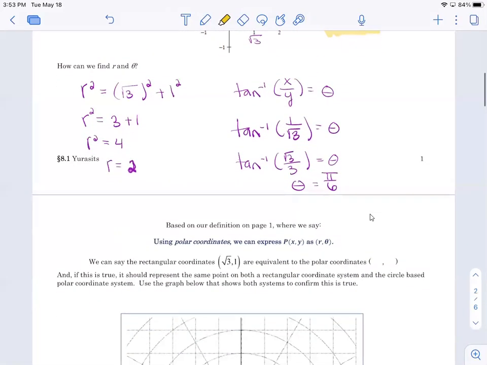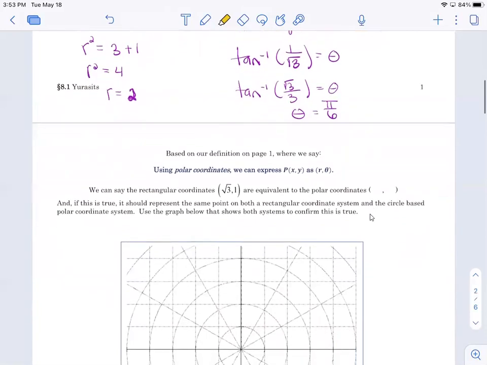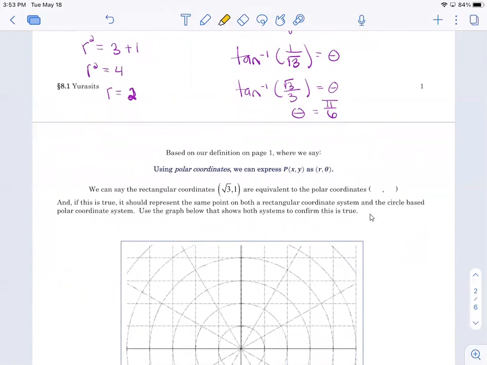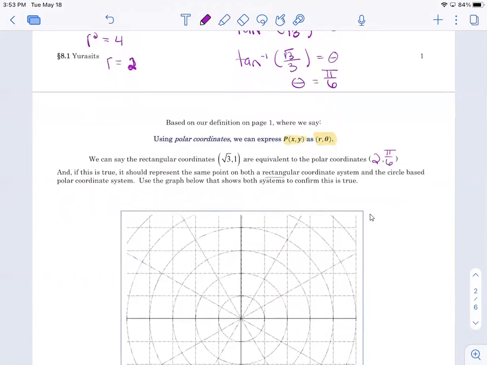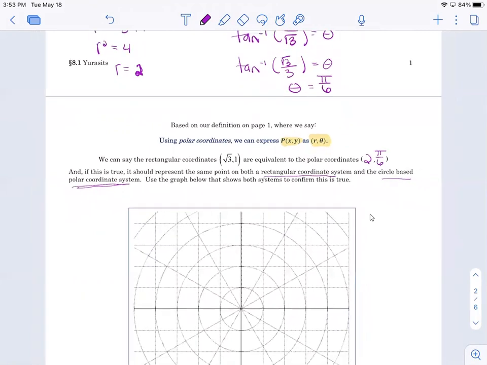All right, so going on, it says, based on our definition on page 1, where we say using polar coordinates, we can express, this is known as rectangular, which is in terms of x and y. And we know this is polar because it's in terms of r and theta. All right, so your input and your output are different. We can say that the rectangular coordinates root 3, 1 are, which we just found, 2, pi over 6. And if this is true, it should represent the same point on both the rectangular coordinate system and the circle-based polar coordinate system.